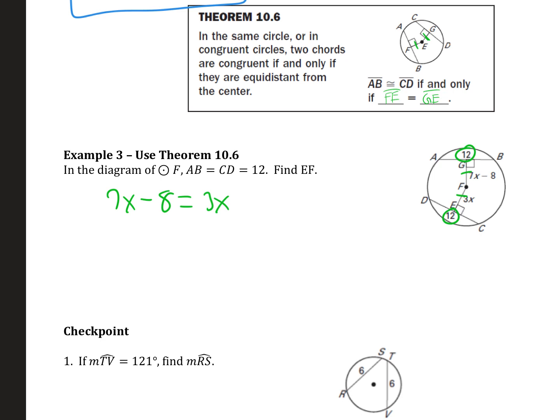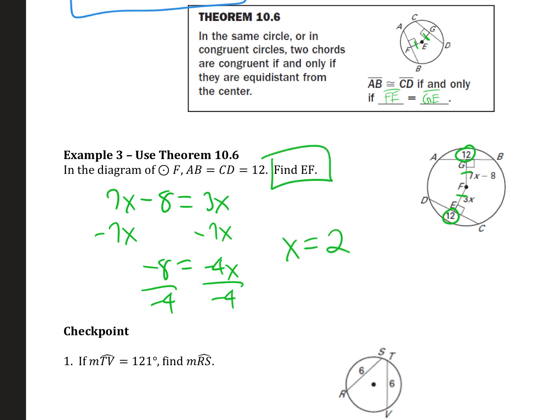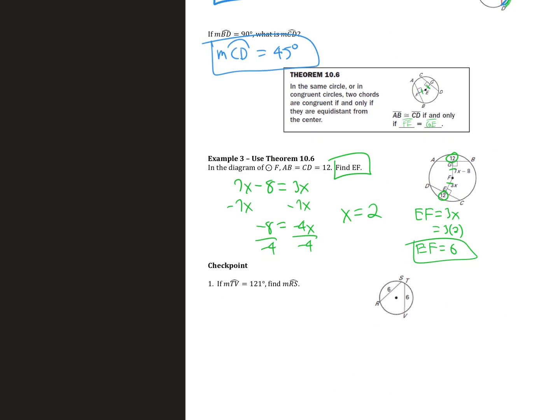I would probably subtract 7x from both sides, which is kind of weird, but that's what I do. Negative 8, to get all the x's to one side, we get equals negative 4x. Divided by negative 4, we get x equals 2. And are we done? Well, not quite. We're looking for EF, and what's EF in this case? EF is 3x, and x is 2, so 3 times 2 is going to be 6. And that's going to be our answer.